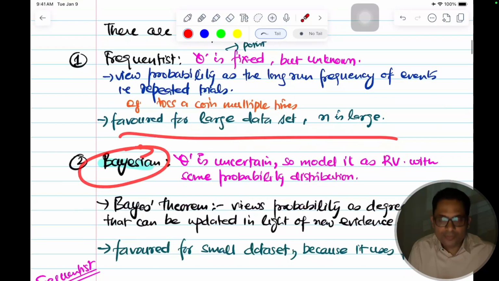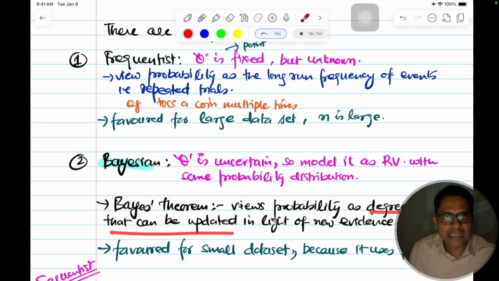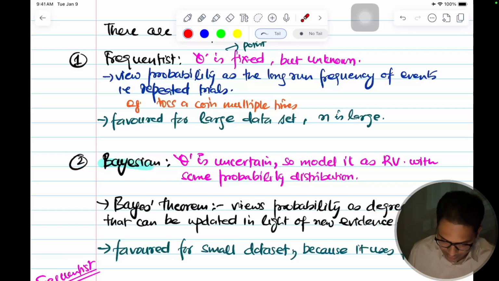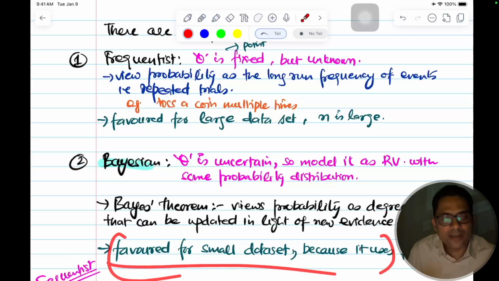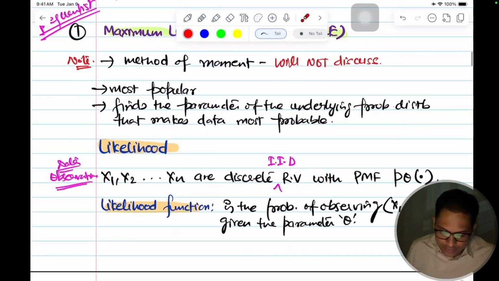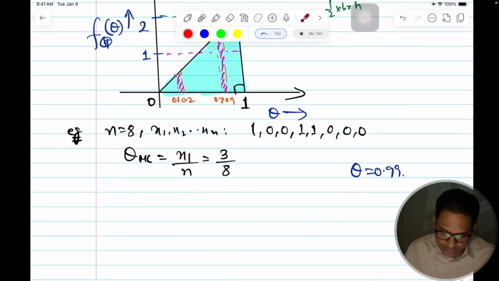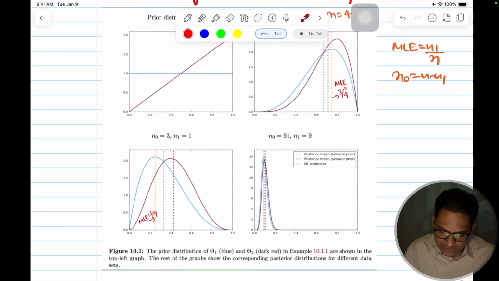And then there's the Bayesian philosophy, which says that theta is uncertain and is like a random variable, not one fixed point estimate. It views probability as a degree of belief that can be updated based on new evidence, that is Bayes' theorem. This is favored for small data sets, where the prior belief can impact the posterior a lot. And we did all the derivations around this, we saw examples, and then finally we came to this plot which sums up everything.